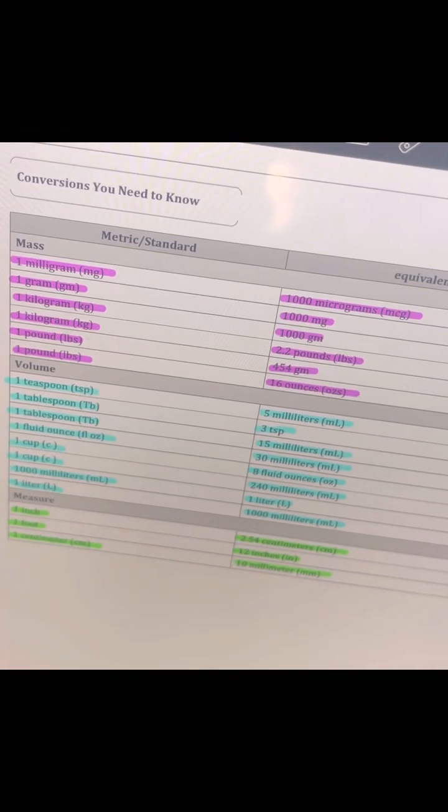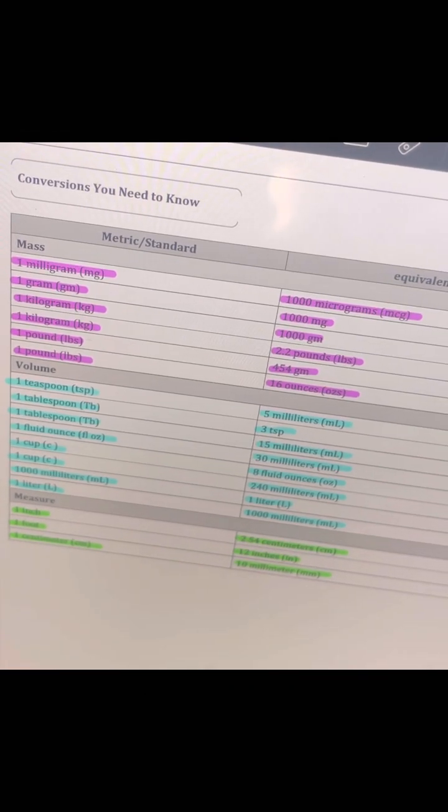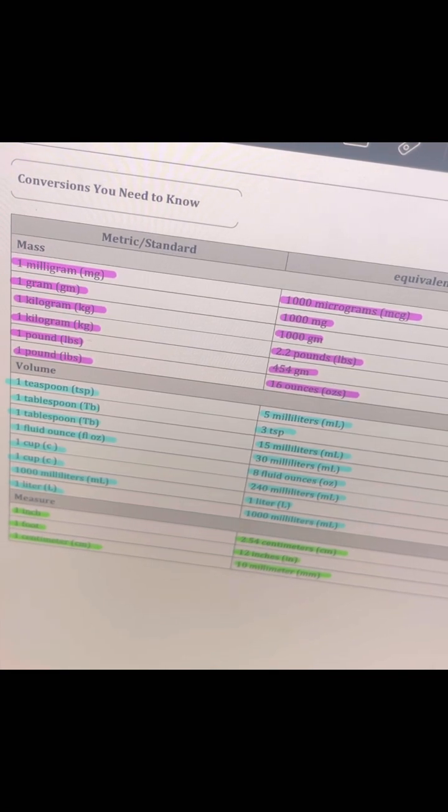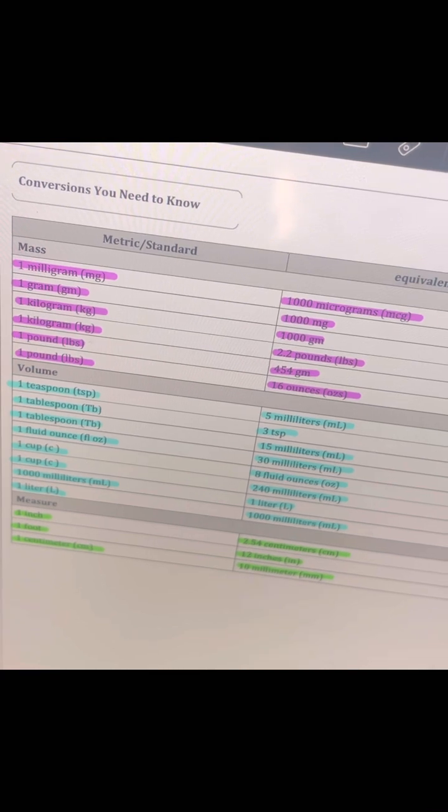So as you guys can see right here, this is the conversion chart that I used when I was in my very first nursing course. It gives you a really good rundown of what each conversion is, and you need to know these conversions in order to get through nursing school. It is essential, you guys. You have to know it.